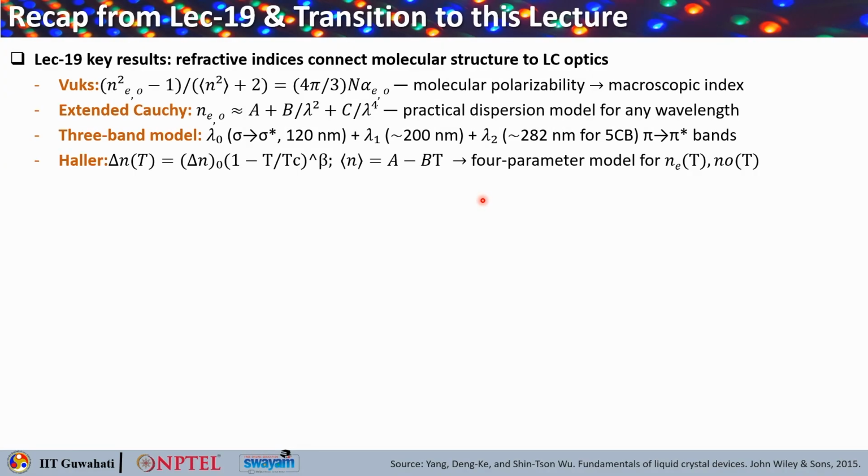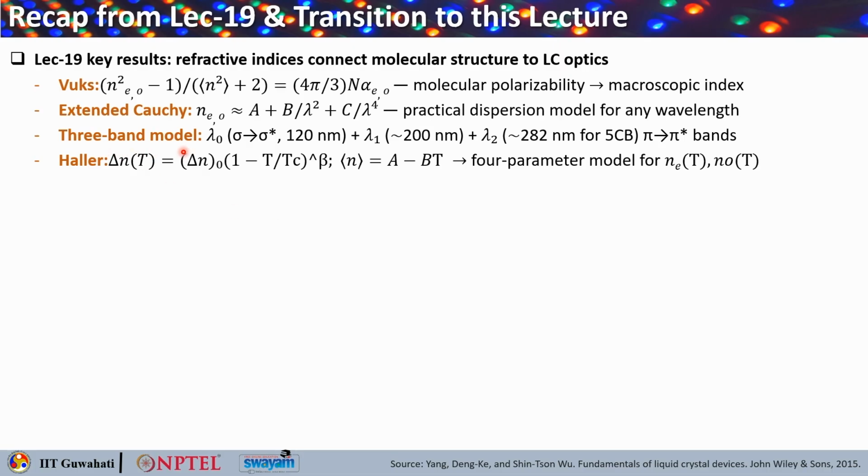The key results from lecture 19 were that the refractive indices connect the molecular structure to the liquid crystal optics. The Vuks model gave this as the refractive index, where alpha was the molecular polarizability. So, this was basically giving the macroscopic index. The extended Cauchy model gave the refractive index for the extraordinary and ordinary rays, in this form, which is basically a practical dispersion model at any wavelength.